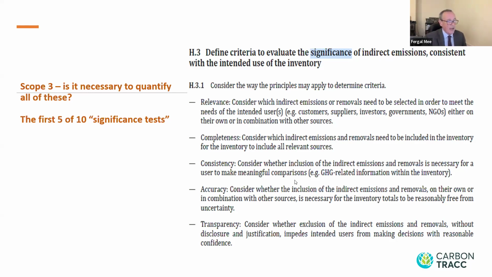Accuracy, obviously, we need to be as accurate as possible, and transparency. We should consider whether exclusion of some Scope 3 emissions without disclosure justification impedes intended users from making informed decisions with reasonable confidence. That is the first 5 of our 10 tests.